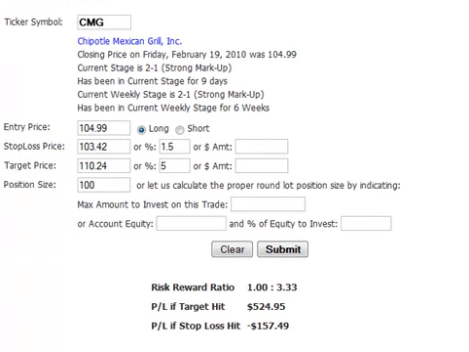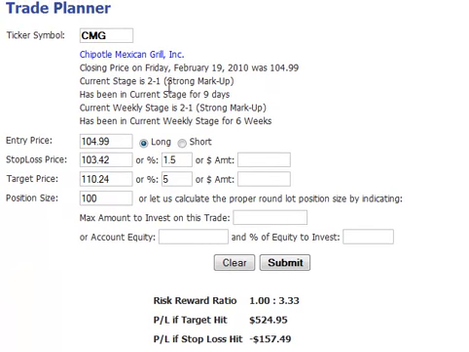That is positive momentum, obviously, on the upside, and we could see that from the chart we were just looking at. But this is as of the close of February 19th. The current stage on a daily time frame is a 2-1, meaning strong markup, and on a weekly time frame it's a stage 2-1 as well. So we have trend alignment on the weekly and daily time frame.